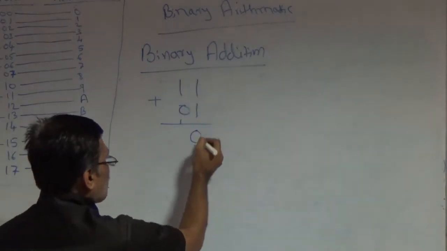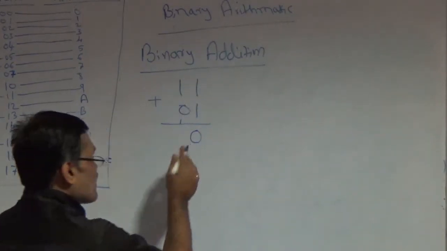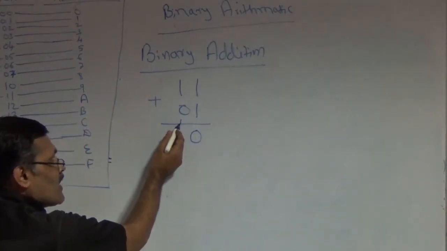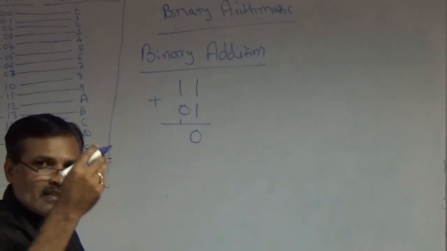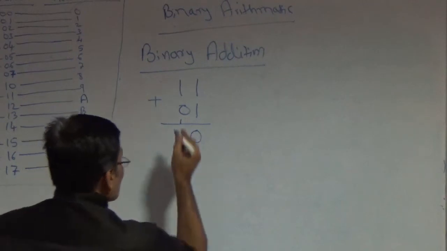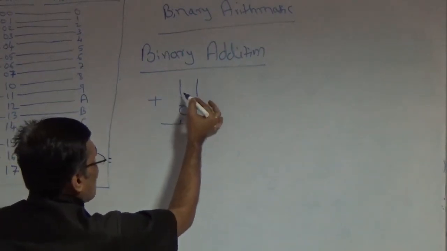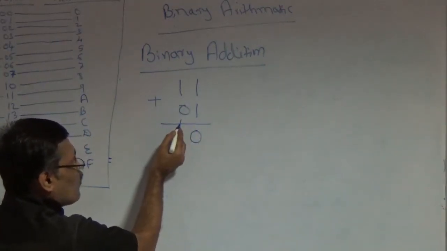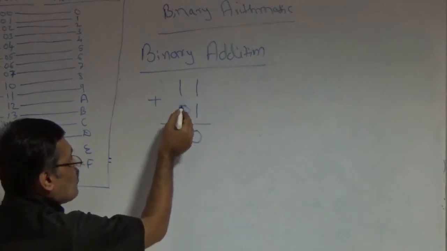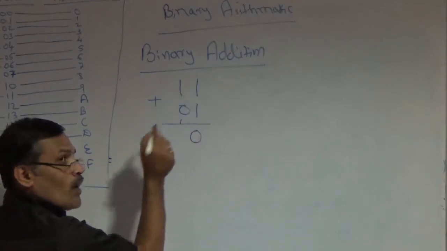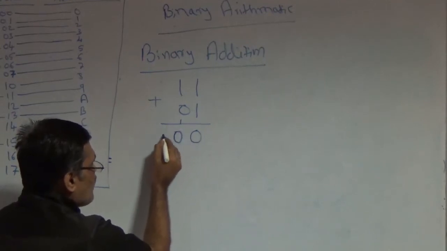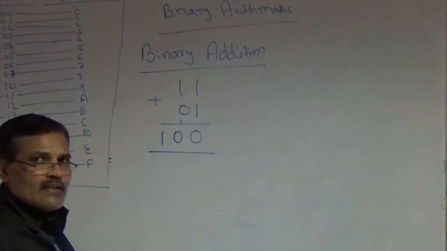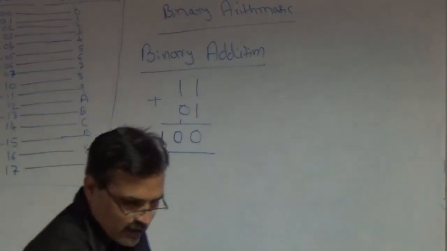So 1 plus 1 is 0 with a carry of 1. Overall, the sum is 0, and the remaining left-side 1 is the carry that is generated. Now the next digit: 1 plus 0 is 1 only. Then we have one more carry that was generated previously, so 1 plus 0 is 1. Again 1 plus 1 is 0 and carry is 1. So now the total result is 100 in this particular case.